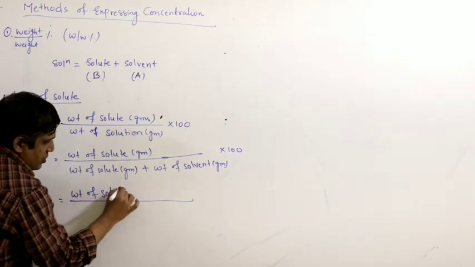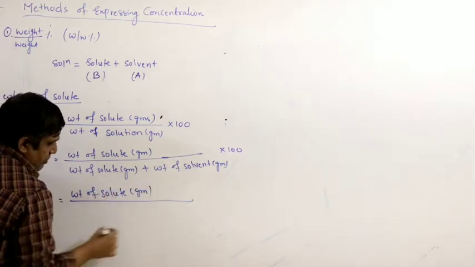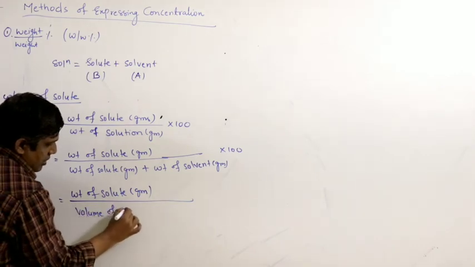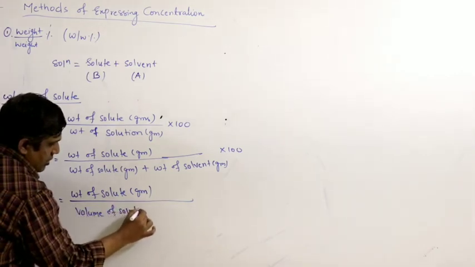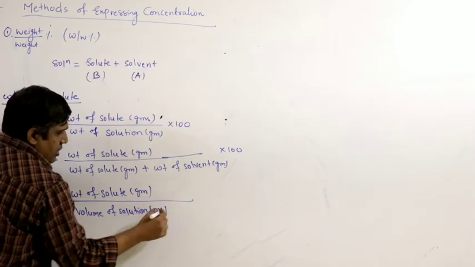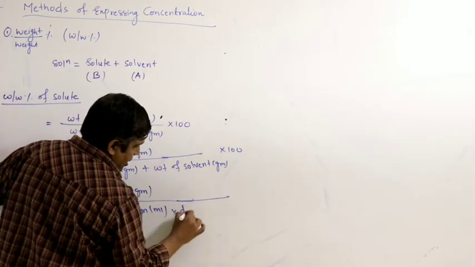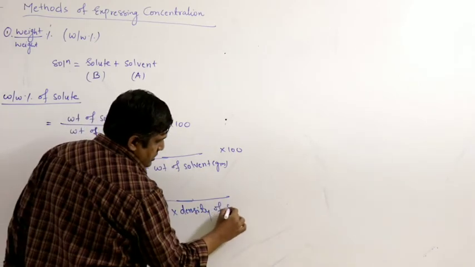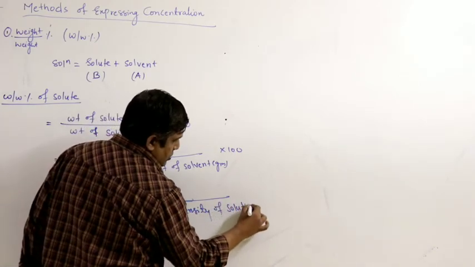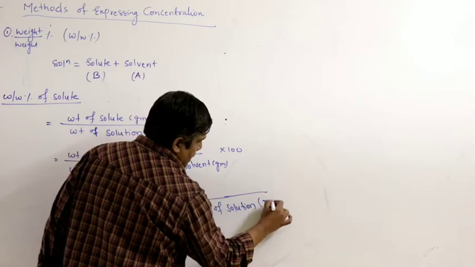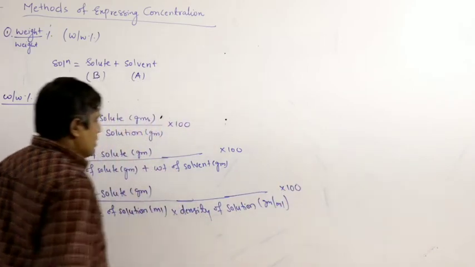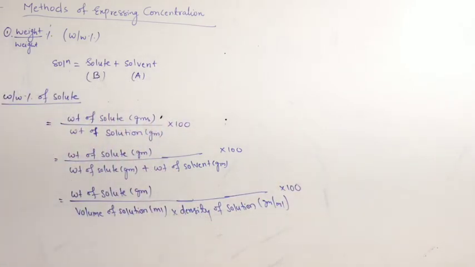Weight of solute in grams by volume of solution in ml into density of solution in grams per ml into 100. So this is how you can define weight by weight percentage of solute.